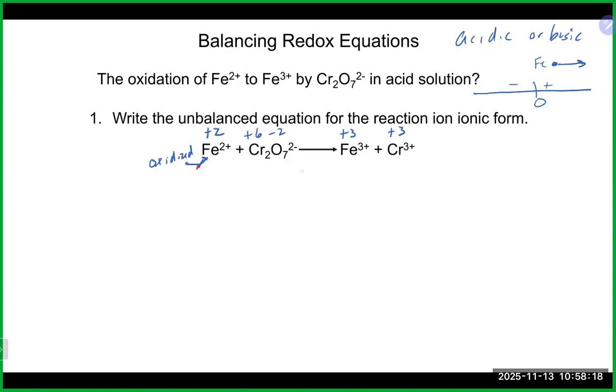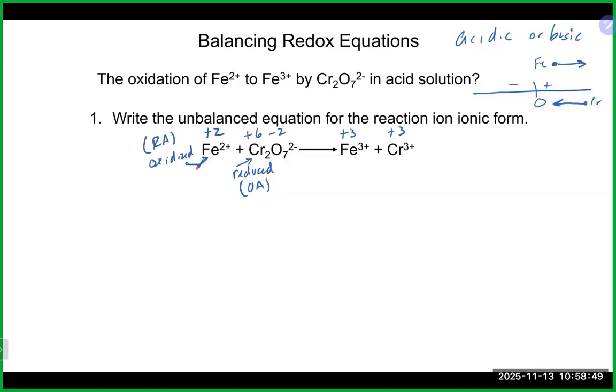The chromium here is starting at +6. Let's go over here. And it's ending at +3, which means it's moving in the negative direction. It is the chromium here that is being reduced. That would also mean that the iron 2 here is my reducing agent. The dichromate here, or the chromium, is my oxidizing agent. Any questions on any of that part there?